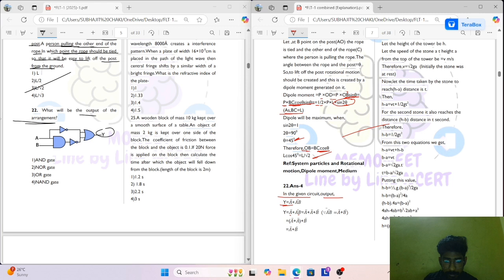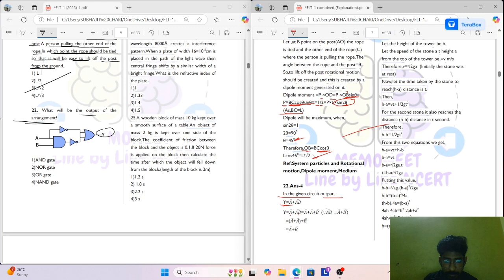Question number 23. A stone is thrown vertically from the top of a tower. When it reaches A meter, another stone is thrown from the height B from the top of the tower. If two stones reach the ground at the same time, then what is the height of the tower?